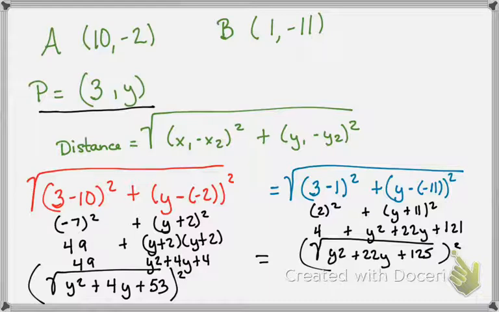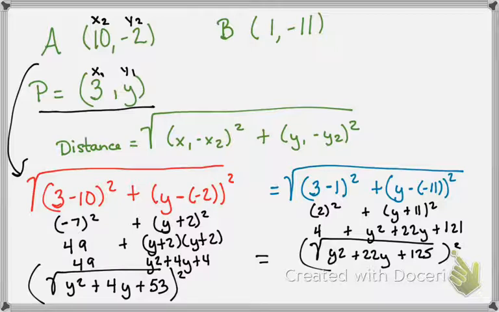So we're going to start with the first one. We're going to take what we know is the X, and we can call this X2 and this Y2, and we'll call this Y1. So this one is for the red one. So we're doing 3 minus 10 squared, because it's X1 minus X2, and then plus Y1 minus Y2. So Y minus a negative 2.